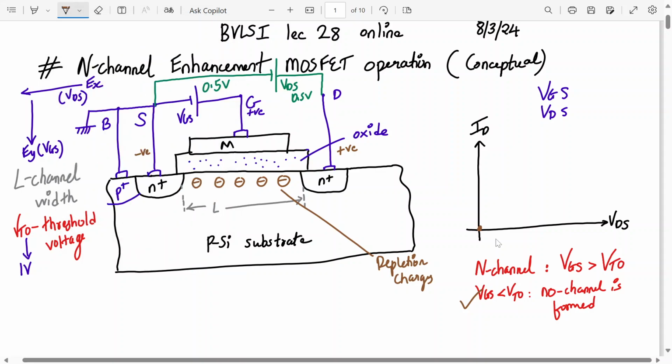So VDS also we have not applied. Even if we apply, you will get 0 only. So even if you apply over here, you will get it here only, 0. So we are at the 0, 0 point. We have not applied any VDS. Even if you are applying VGS, still the current will be 0. Okay. So what is preventing the current from flowing?